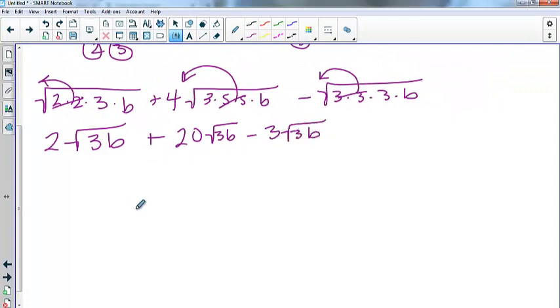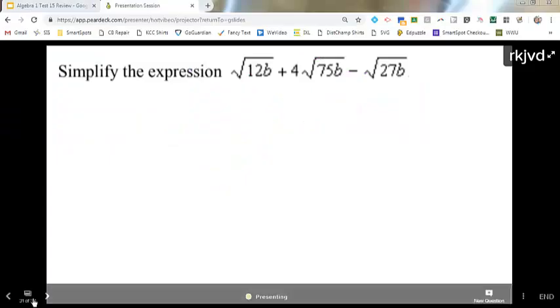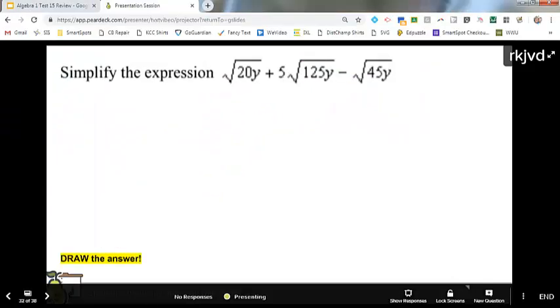Now, do I have any like terms? All of them. So I'm just adding and subtracting the coefficients. So 2 plus 20 minus 3. I'm just working from left to right. 2 plus 20 is 22, minus 3 is 19. Radical 3b. This is my final answer. So, on your own, you have 90 seconds.